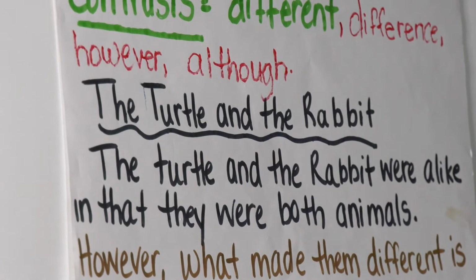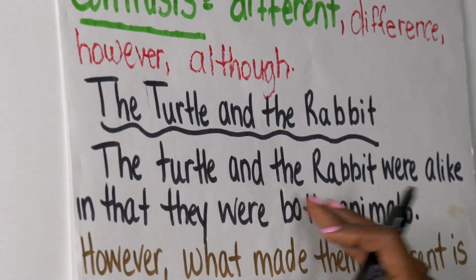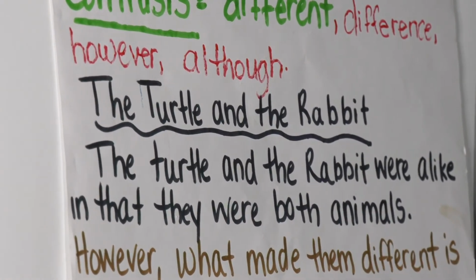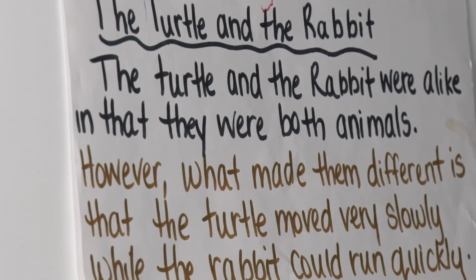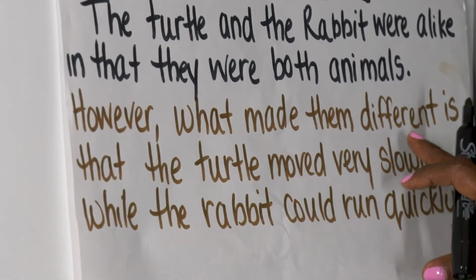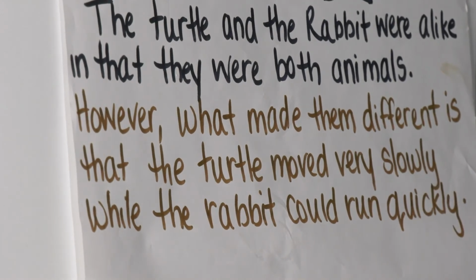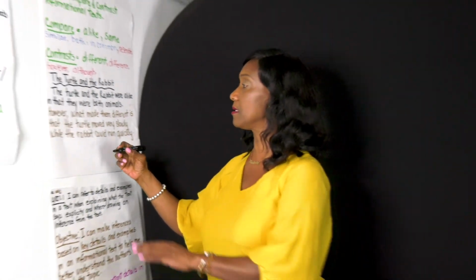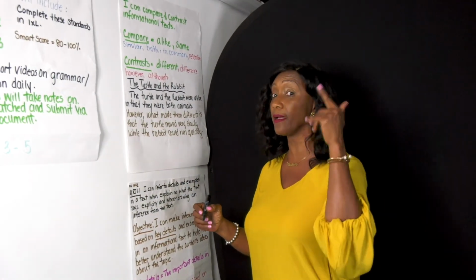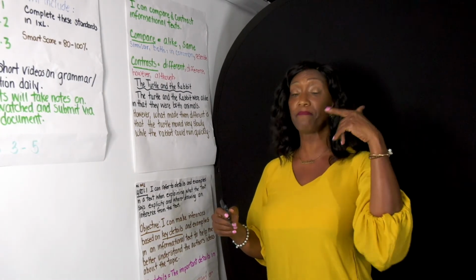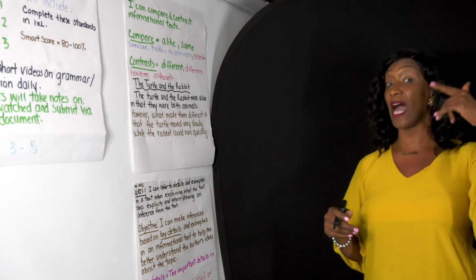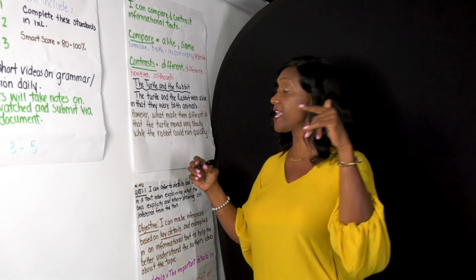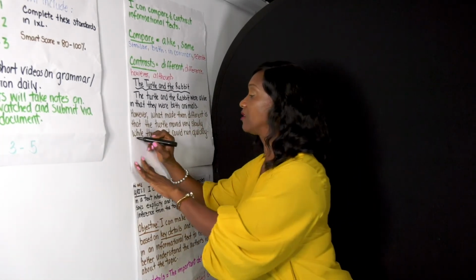Okay, the turtle and the rabbit. The turtle and the rabbit were alike in that they were both animals. However, what made them different is that the turtle moved very slowly, while the rabbit could run quickly. Now we want to compare the turtle and the rabbit. Okay, so let's take a look here. So I want you boys and girls to think. Think about comparing them. What makes these two animals alike? Okay, and as you're thinking, I'm going to write down my comparing and my contrasting thoughts here.